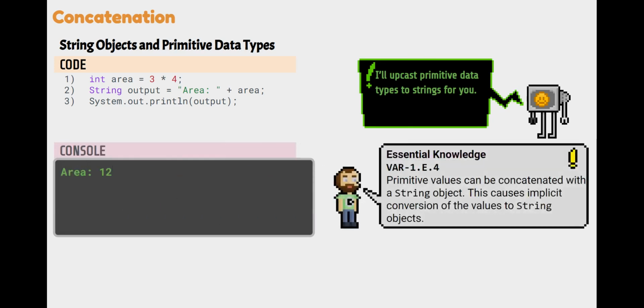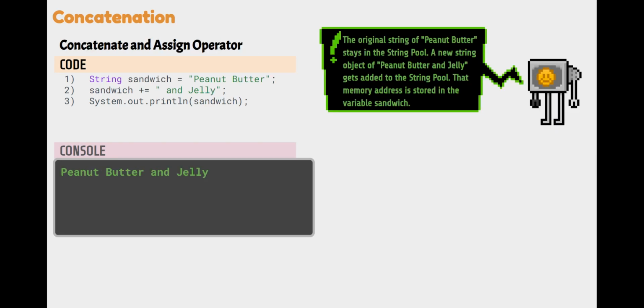This aligns with our essential knowledge. Primitive values can be concatenated with a string object. This causes implicit conversion of the values to string objects. You can also use the concatenate and assign operator to add a string to an already existing string.